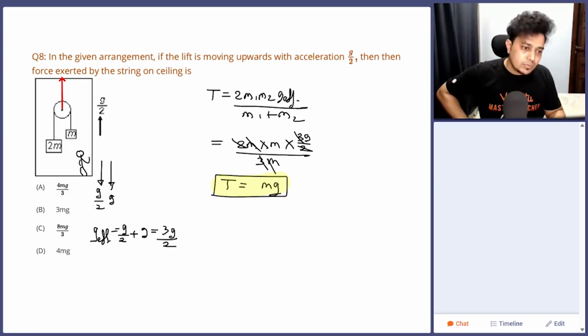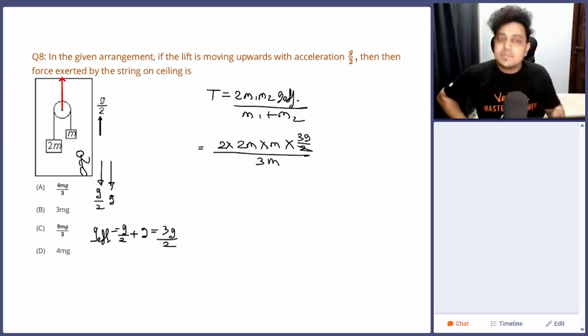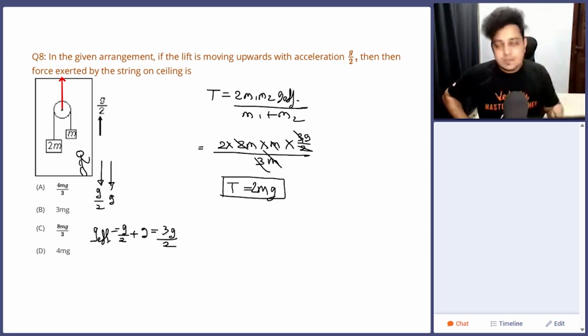I have missed one of the terms, so let's add that as well. The 2 from the formula should also be there, which I did not include. So let's correct that. So 2 into first mass 2m, second mass m, into g effective divided by total mass 3m. Okay. So the cancellation will work. 2 cancel, m cancel, 3 cancel. And what are we getting here? 2mg. 2mg is the tension in the string which is passing over the pulley.